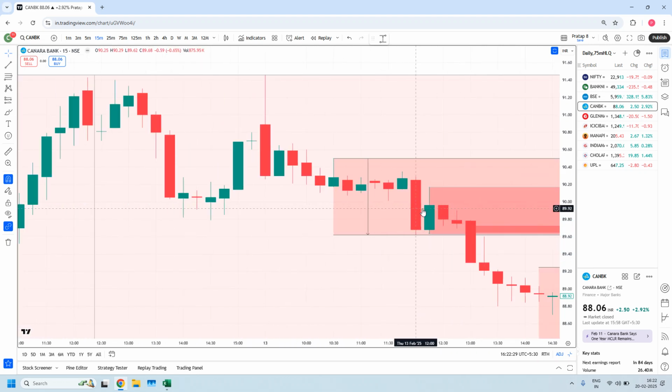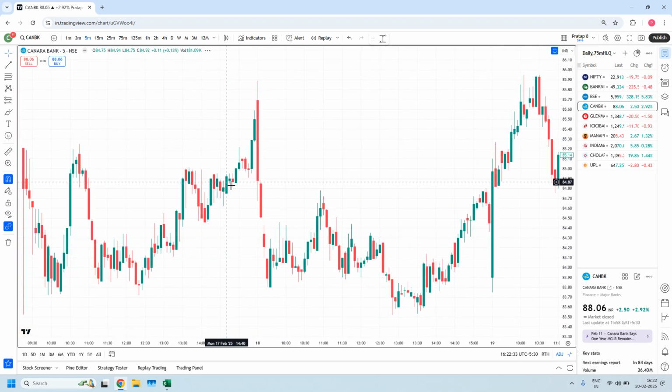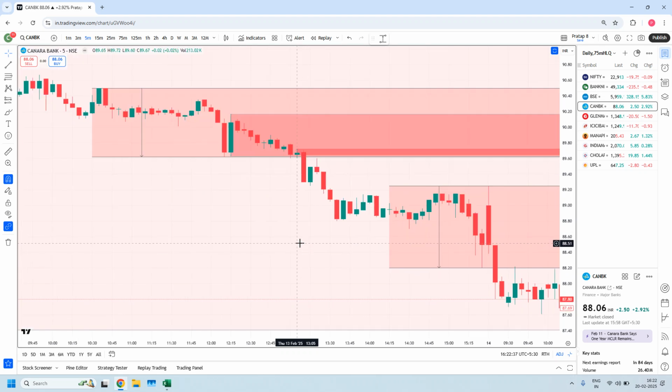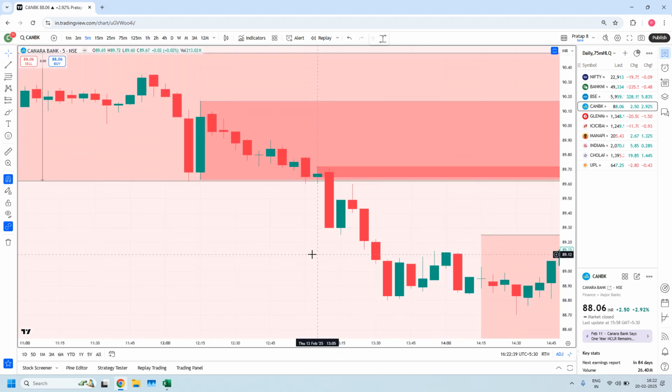Drop base drop, and this drop base drop again fine-tuned with the 5 minute time frame. See the 5 minute zone here. You have a drop candle, you have a base candle, and you have a drop candle. So this is the area you can plan the trade.